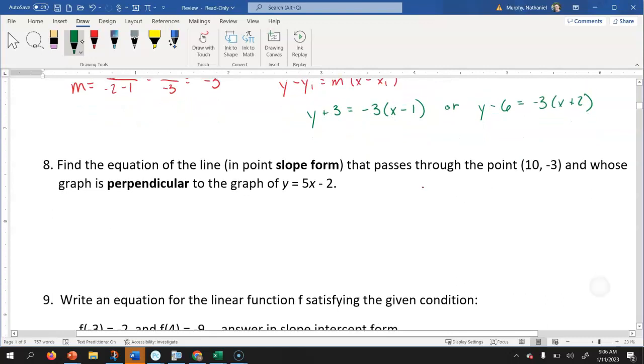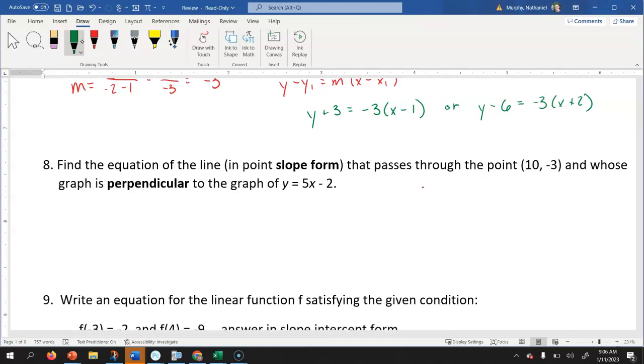All right, this one's a little trickier. It says, again, write your equation in point slope form, not slope intercept form. And it's going to go through the point 10, negative 3, and has a graph that is perpendicular to the graph of y equals 5x minus 2.